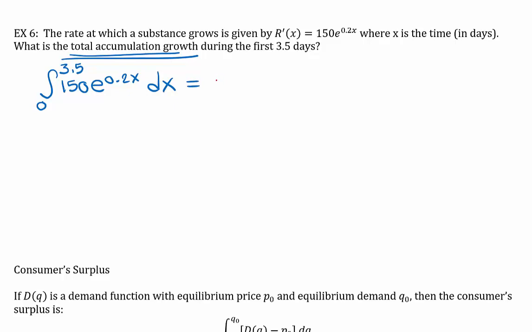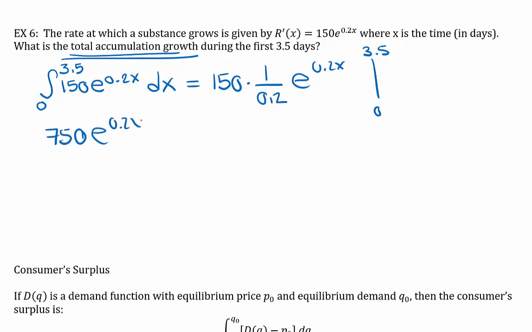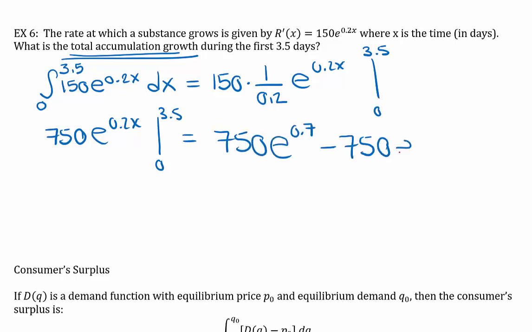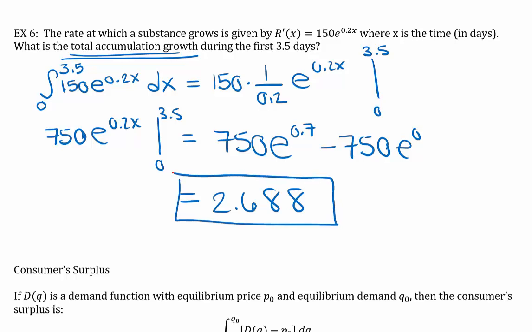So to integrate, let's see, I would get 150, the constant, times 1 over 0.2 e to the 0.2x. That's the same as 750 e to the 0.2x. And now I'm going to have to plug in my bounds of integration. I'm going to plug in the 3.5. And I'm going to plug in the 0. I put this into my calculator, and I ended up getting approximately 2.688. They didn't really give us any units, so I don't know what that is telling us, maybe grams, pounds, something like that.